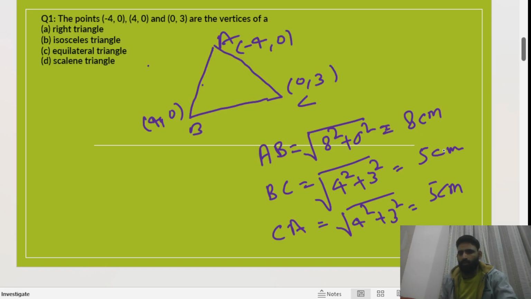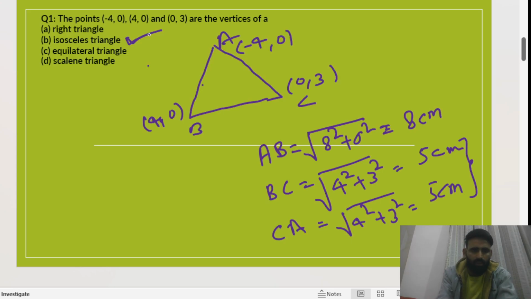So there are two sides equal, 5 centimeters and 5 centimeters. So which type of triangle? The nature of the triangle is an isosceles triangle. So this is the correct answer. The right answer is option B.